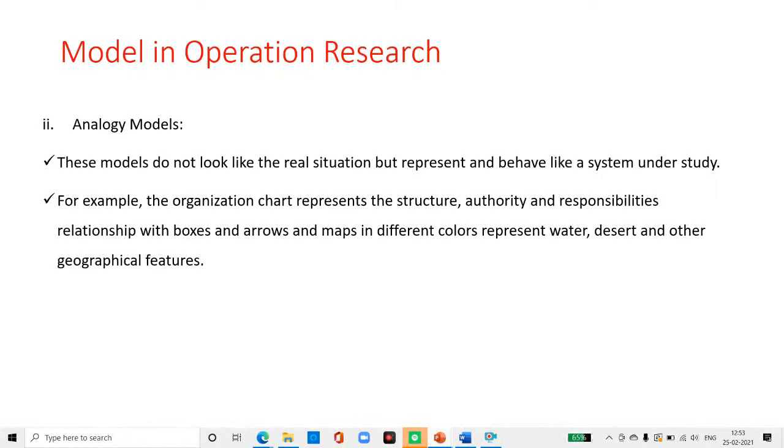The second one is the analogy model. These models do not look like the real situation, but they represent and behave like the system under study. For example, an organization chart represents the structure, authority, and responsibility relationships with boxes and arrows, and maps in different colors represent water, desert, and other geographical features. So this is an analogy model.